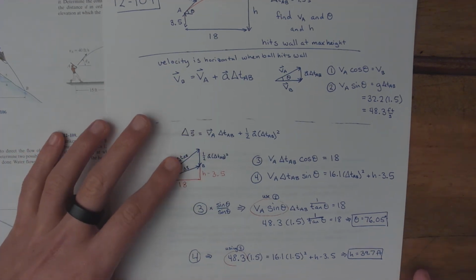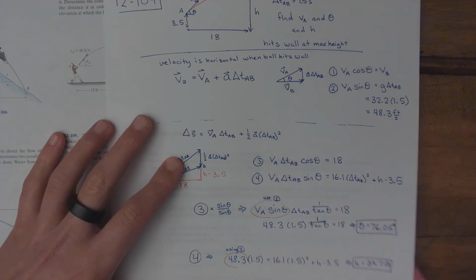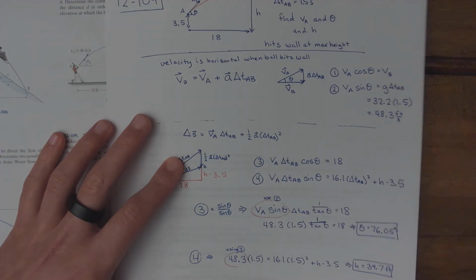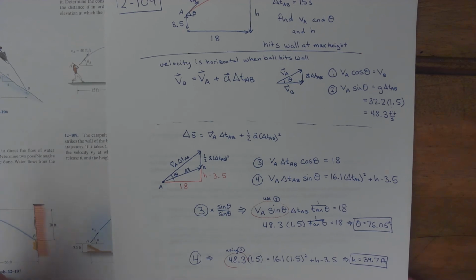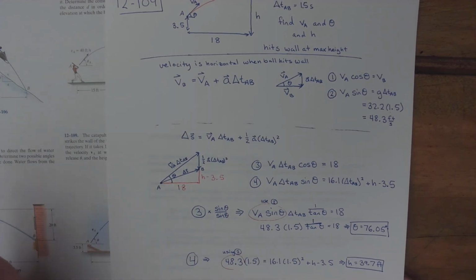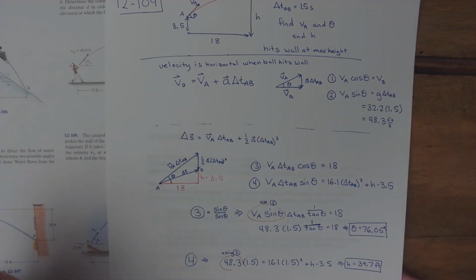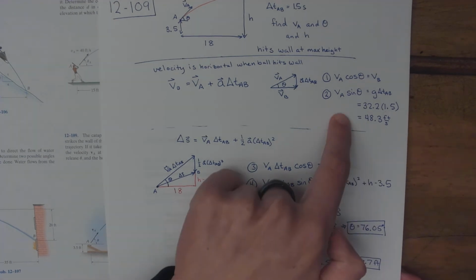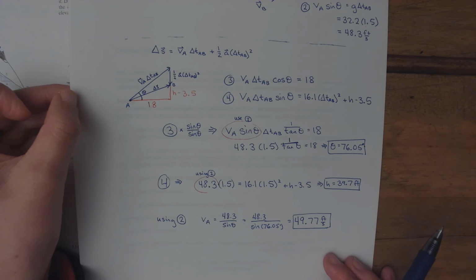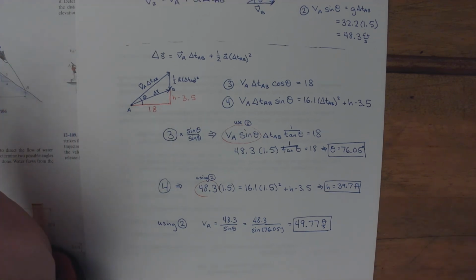So finally, they asked us for the initial velocity, but let's just be content with finding the initial speed. And now that we know the angle, we can go back to equation 2 and we can find the initial speed. You can do this on your own, and you should find that it's 49.77, or roughly 49.8.